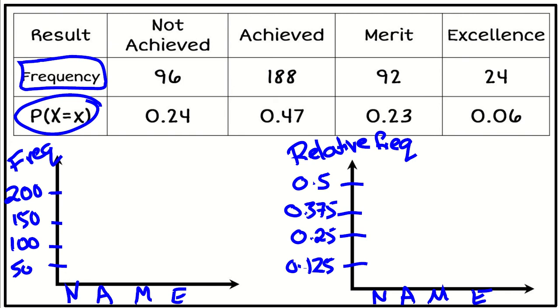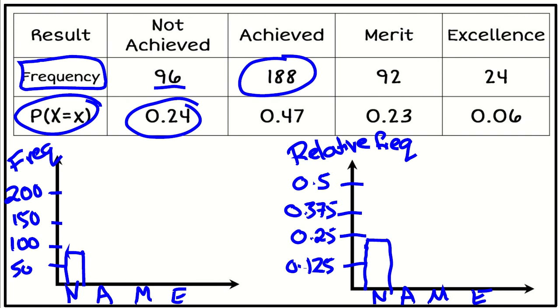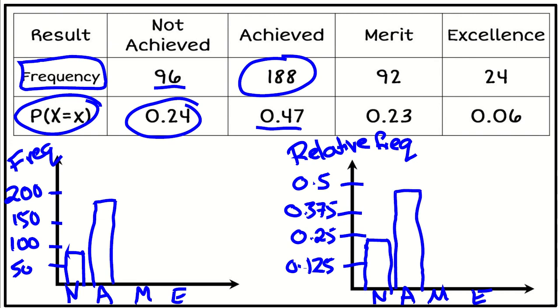So the first one, not achieved, has a frequency of 96. So I'm going to draw a bar that's about 96, and as a decimal probability that would be 0.24, so I would have that coming up to just under there. Then I would draw my achieved, so that's got a frequency of 188, so I'm going to draw this going up to 188, around about there. Sorry for my lovely not straight lines. And my probability is 0.47, so I'd go up to just under 0.5 there and draw a bar.